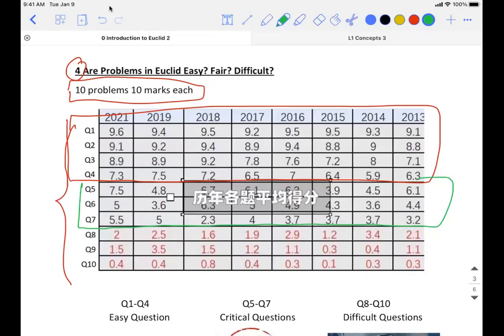And what about the last 3 problems? From question number 8 all the way to question number 10, the numbers become a little bit ugly. On number 8, students only got roughly 1 to 2 marks. Number 9, 1 mark. And number 10, almost no marks, almost like a decimal. So all the problems in the Euclid exam are not the same complexity. Some of them are easy, some are fair, some are definitely difficult.